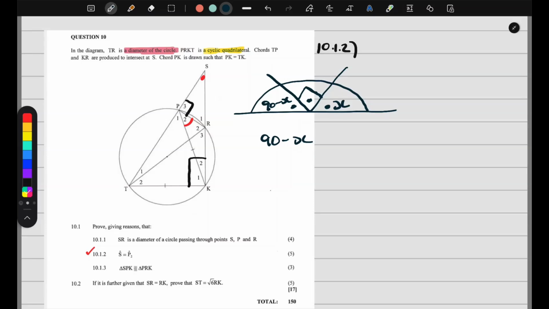90 minus x plus 90 plus x. What is the answer to this? So this 90 and that 90, they are like terms. It's 180. And negative x and plus x will cancel. So the answer is 180 and angles on a straight line is equal to 180. So just make sure you understand that before we answer this question now.